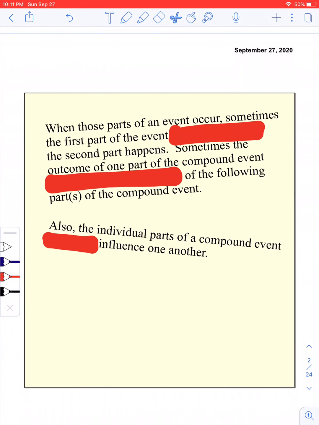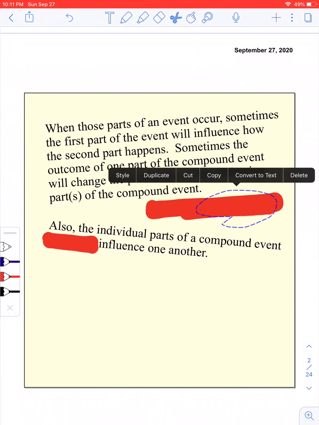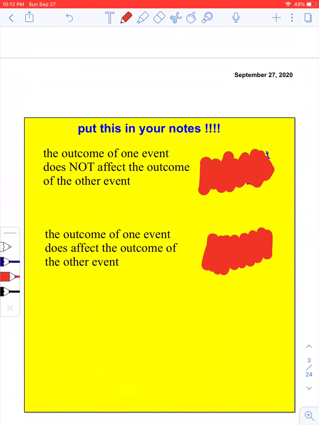So when those parts of an event occur, sometimes the first event influences how the second part happens. And sometimes the outcome of one part of the compound event will change the probability of the events in the compound events. So, individual parts of a compound event might not influence one another. This, by the way, is what we would call an independent event. And this is what we would call a dependent event. So make sure that this is part of your notes.